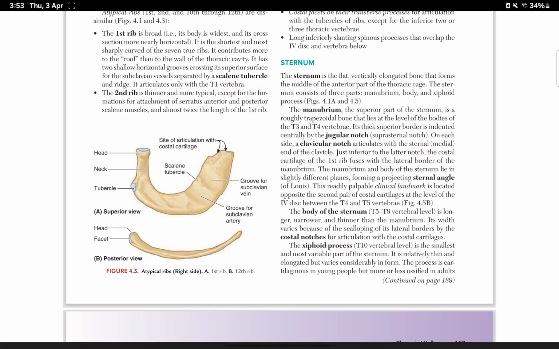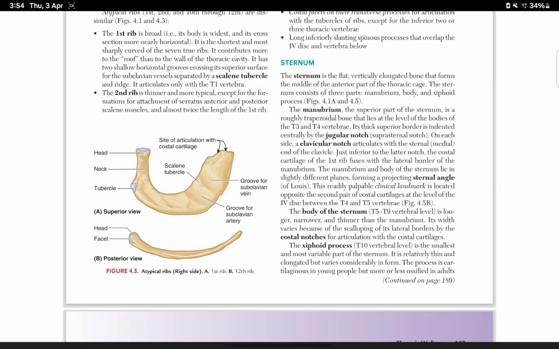The manubrium and body of the sternum lie in slightly different planes, forming a projecting sternal angle, which is readily palpable. This clinical landmark is located opposite the second pair of costal cartilages, at the level of the intervertebral disc between T4 and T5.